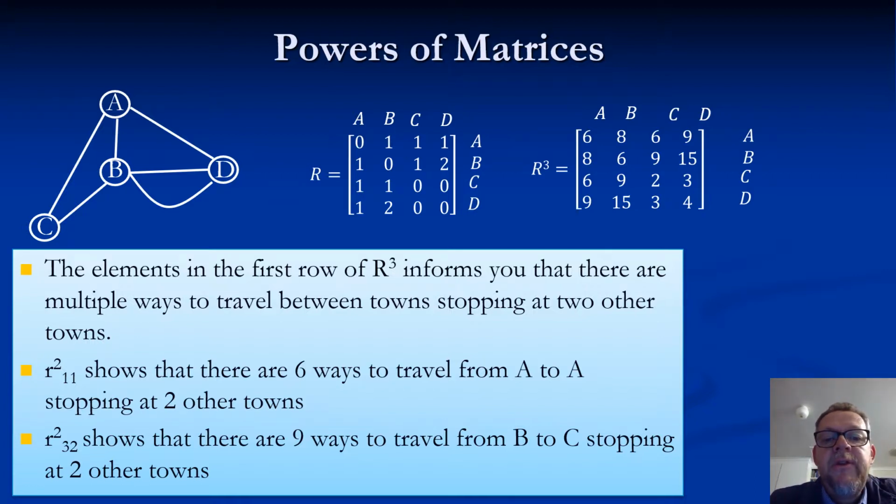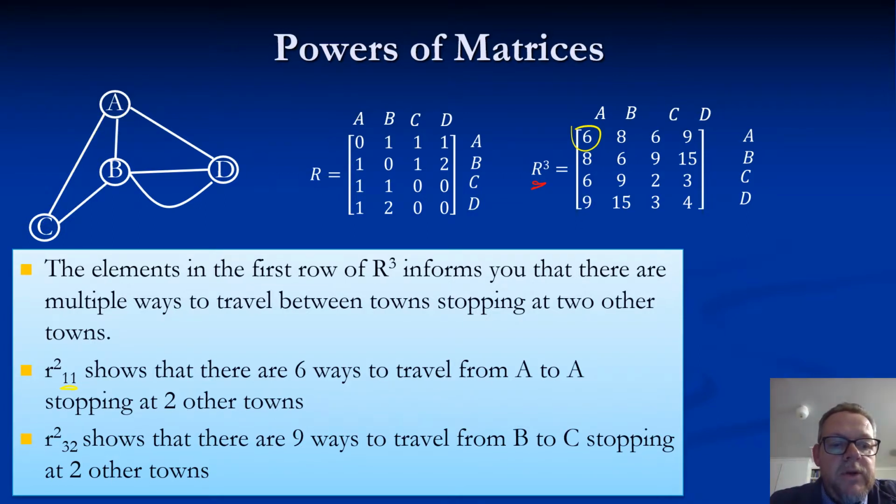So the elements of the first row of R cubed inform you that there are multiple ways to travel to a town, stopping at 2 other towns. So if I look at row 1, column 1, it tells me that there are 6 ways to travel from A back to A, stopping at 2 different places. So for example, that's 1, and then there's 5 others.